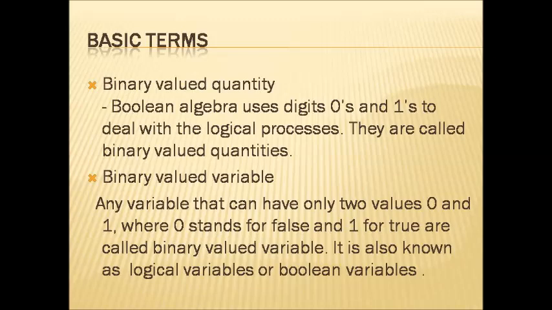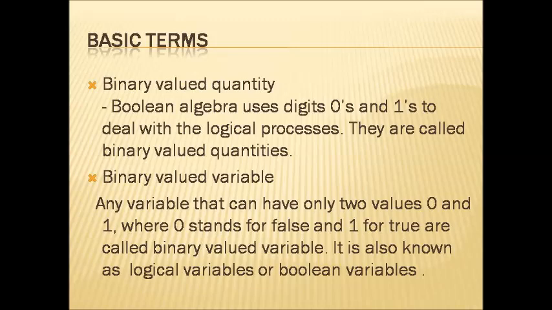So what is a binary valued quantity? Any binary valued quantity means any variable or anything which uses the digits 0 and 1 to deal with the logical process. We can term it as a binary valued quantity. So 0 and 1 are the binary valued quantities.